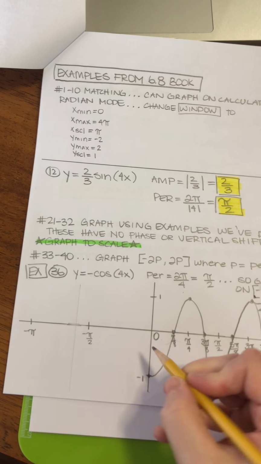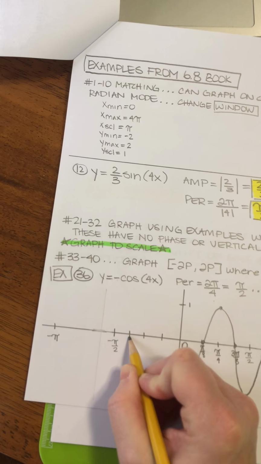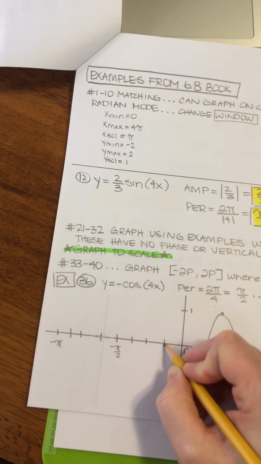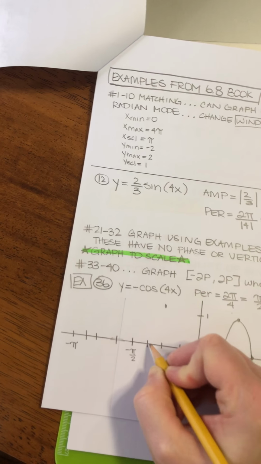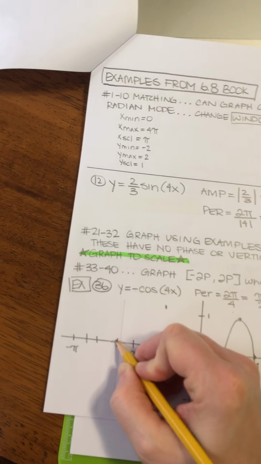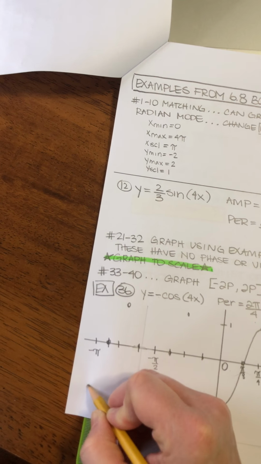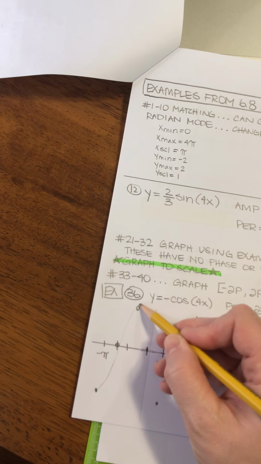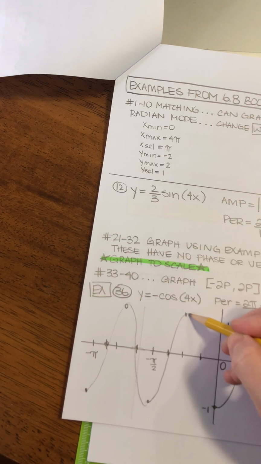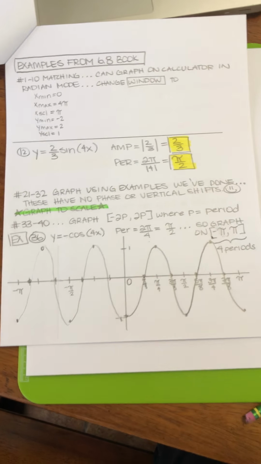And then we're going to do the same thing on this side. So again, we have minimum, x-intercept, maximum, x-intercept, minimum, x-intercept, maximum, x-intercept, minimum. And then again, we connect it with a nice smooth curve as best you can. Okay, and there's 4 periods of that function.